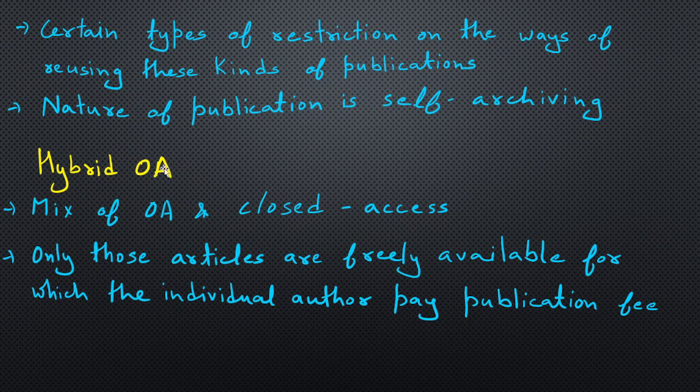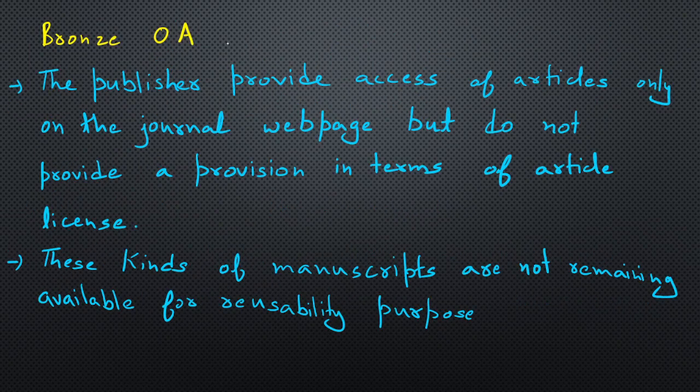Now we'll look at hybrid open access. So hybrid open access is a mix of open access and closed access. Only those articles are freely available for which the author pays the publication fees, and if author do not pay the publication fees, then for those articles the reader has to pay the subscription for the journal. Now we look at bronze open access.